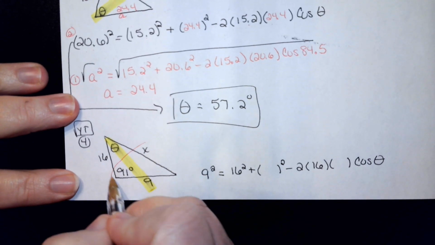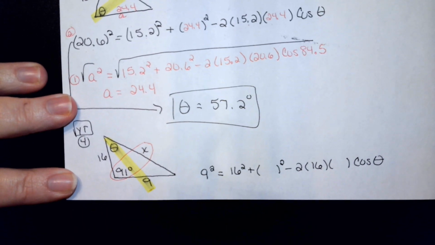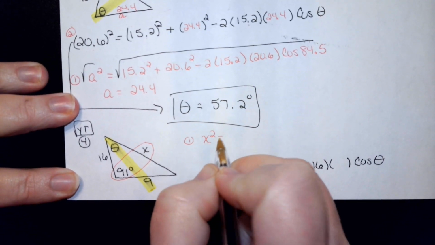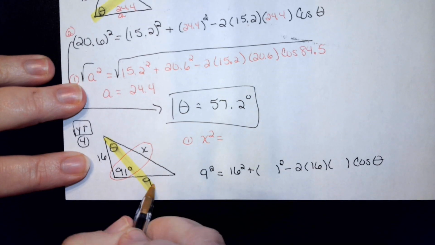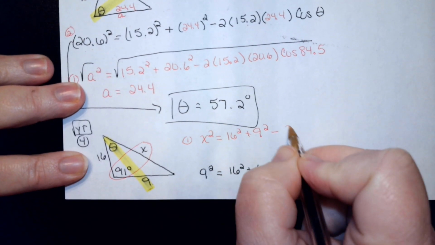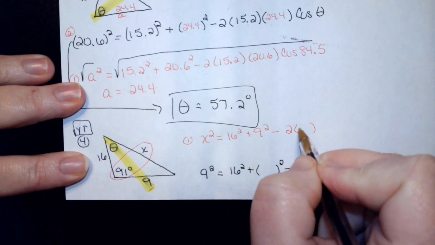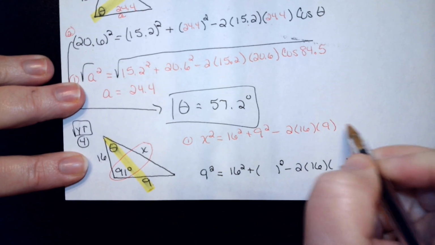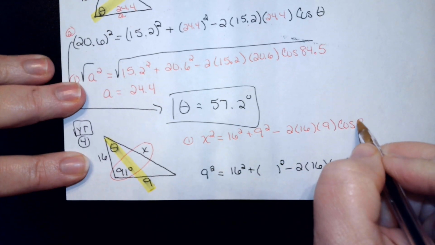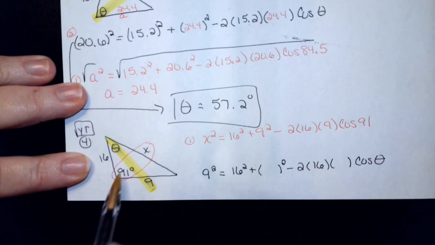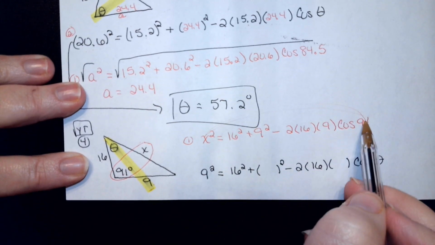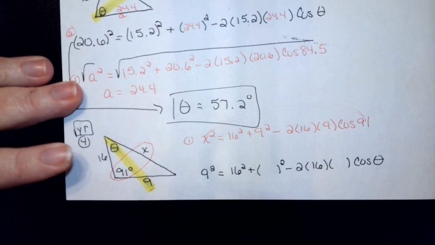So we're going to come right here, we're going to use these two right here to find out what x is. So step 1 is we'll say x squared equals the other two sides, 16 squared plus 9 squared, minus 2 times those two sides of 16 and 9, times the cosine of the angle that we do know, 91. Because 91 is opposite of x. So these two right here match. They should always be opposite of each other.